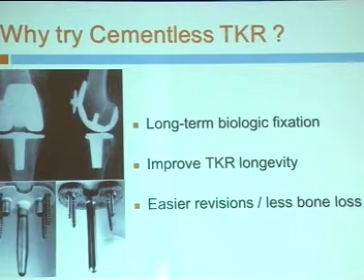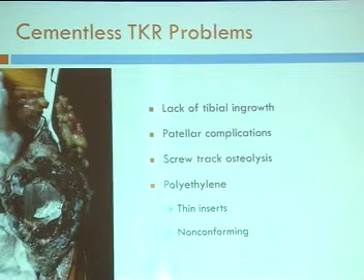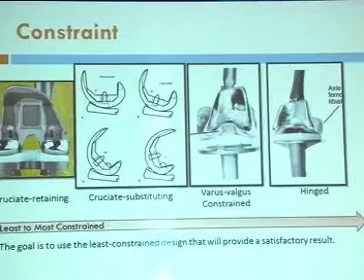It has long-term biologic fixation, improves TKR longevity, and in the event of a revision, there is easier revision with less bone loss. But there are certain very significant problems. There is a lack of tibial ingrowth because of the seesaw effect, and usually the femur can integrate, but the tibia does not. Further complications, of course, are there, and there is a lot of screw track osteolysis because the screws are used to initially fix the prosthesis onto the tibia. Polythene, there are thinner inserts and they are non-conforming.